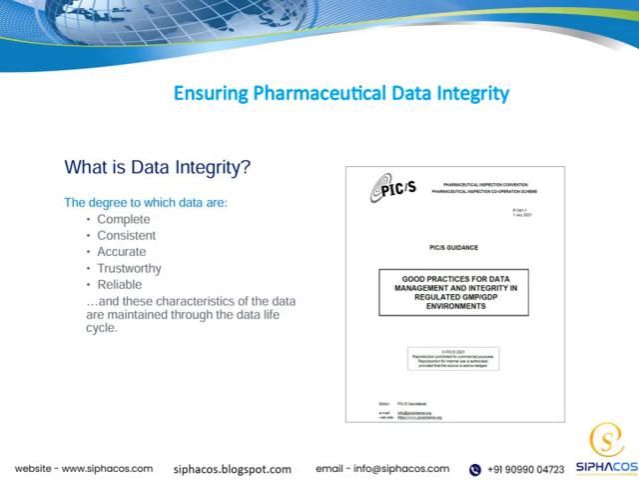Ensuring pharmaceutical data integrity is absolutely crucial in our industry. When we talk about data integrity, we're referring to the accuracy, consistency, and reliability of data throughout its life cycle. This is vital because the decisions we make about drug quality, safety, and efficacy all depend on trustworthy data. If data is compromised or incorrect, it can lead to serious consequences, including regulatory issues or even patient safety risks. Throughout this presentation, we'll explore how maintaining data integrity is not just a regulatory requirement, but a fundamental part of delivering safe and effective medicines. We'll look at the key practices and controls that help us safeguard data, ensuring that our information remains complete, consistent, and reliable from start to finish.